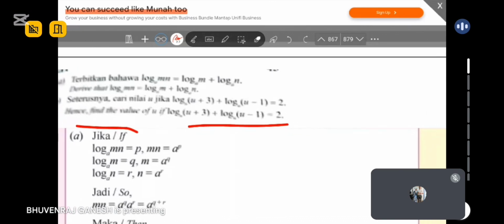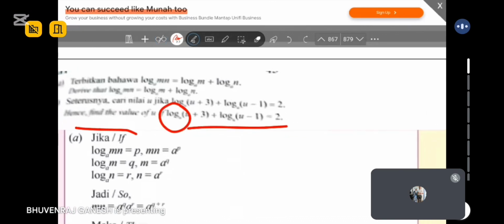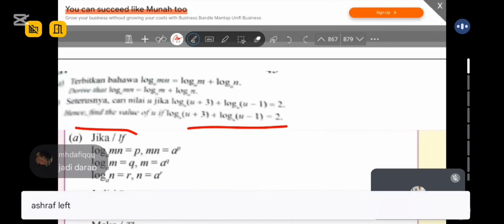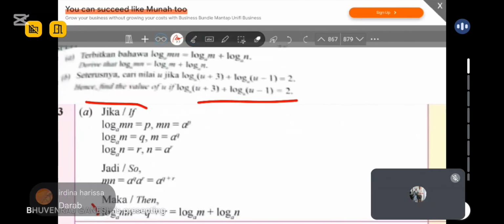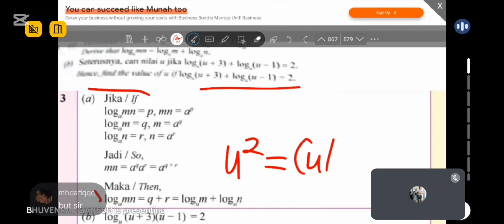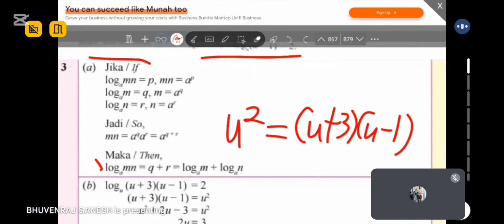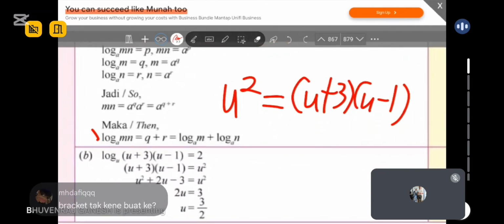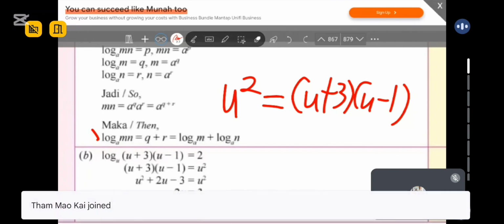Now guys, when you see 2 log plus, 2 log asas sama tambah, apa kamu boleh buat? Yes. You must combine guys. Means you times. Yes, darab. So you will get something like this. Dapat macam ni lah bila darab. And then kamu boleh tukar dari bentuk log ke bentuk index. You convert from log form to index form. So you get something like this. Then kamu pergi bawah. And then you will solve linear equation. Selesaikan sahaja persamaan linear. Then you get your U value.